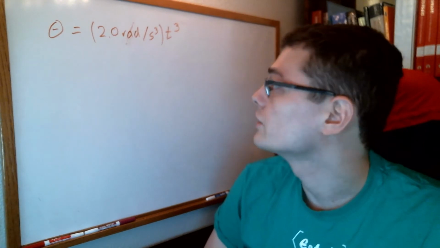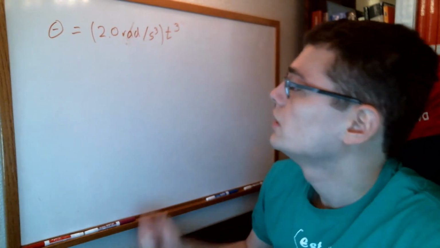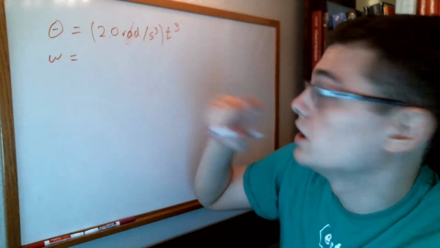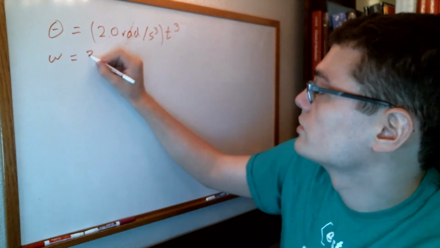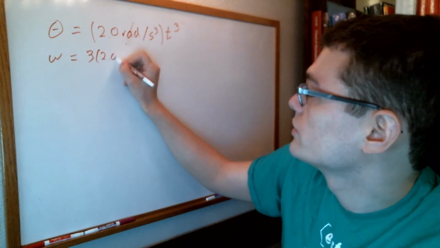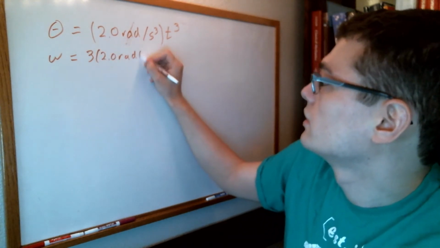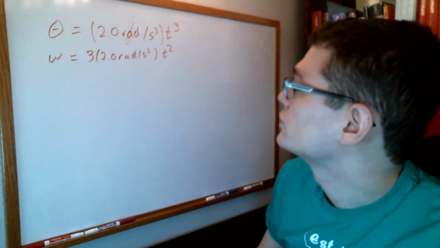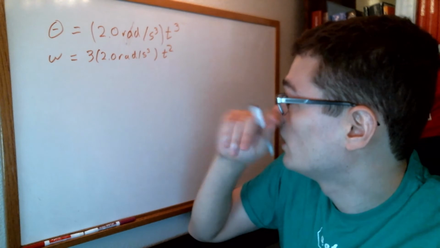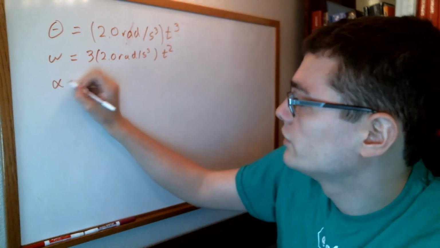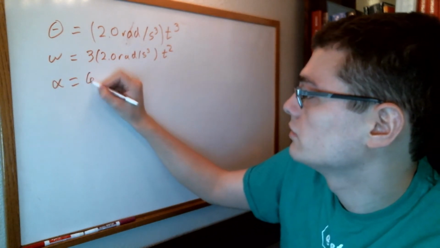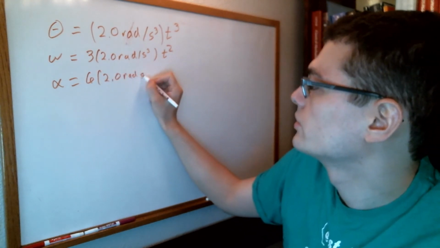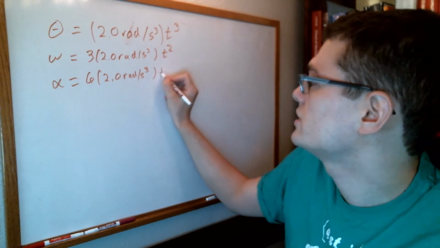So if we just take the time derivative here, we're going to get that omega is equal to d theta dt, and so then we're just going to get 3 times 2.0 radians per second cubed times t squared. And if you want to do this again to get alpha, you'll just get that this is going to be equal to 6 times 2.0 radians per second cubed times t.